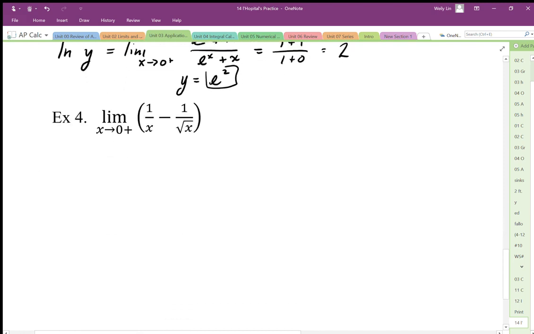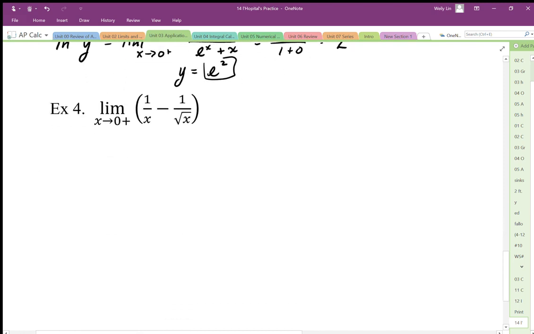Okay, so this one here, we end up with infinity minus infinity. So we're going to have to put this in some sort of ratio to be able to evaluate it. So I'm going to make it into a common denominator. So we end up with square root x minus x all over x square root x.